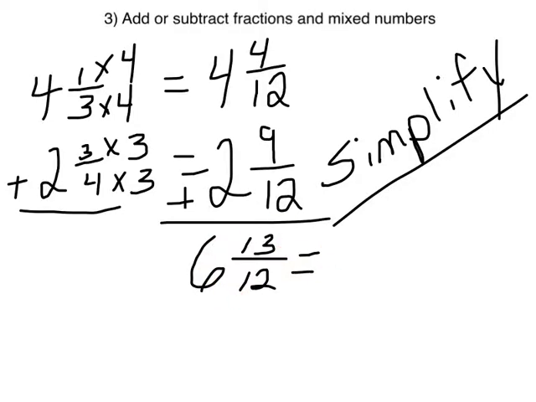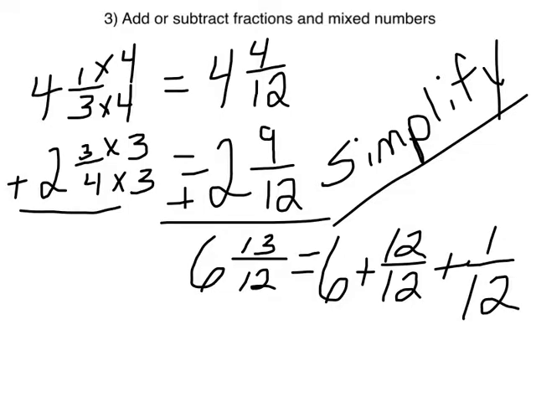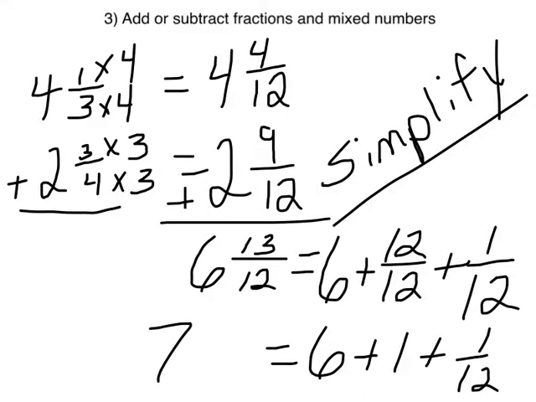The way we show our work here is that we rewrite our whole number, then we ask ourselves, looking at our denominator, how many 12ths make one whole? And it's 12/12. So if I put 12/12 over here, well, I have one more 12 because I had 13 that still need to be added. So this equals 6 plus 1, because 12 over 12 is 1, plus 1/12. And then our answer would be 7 and 1/12.